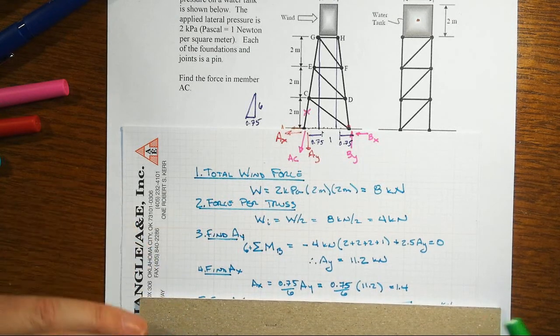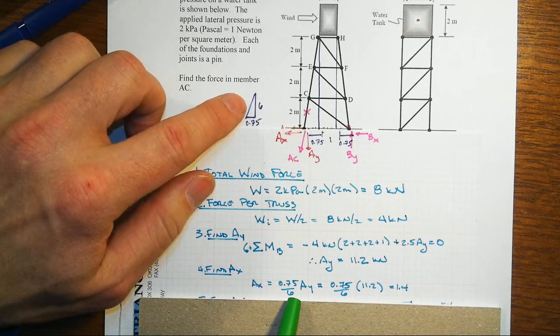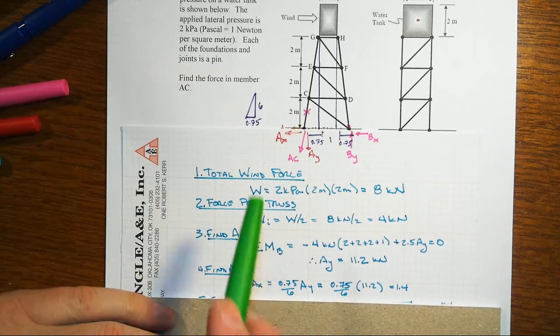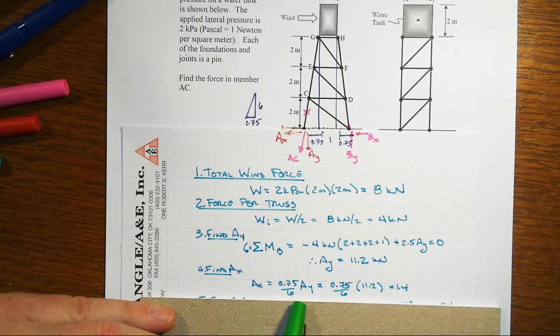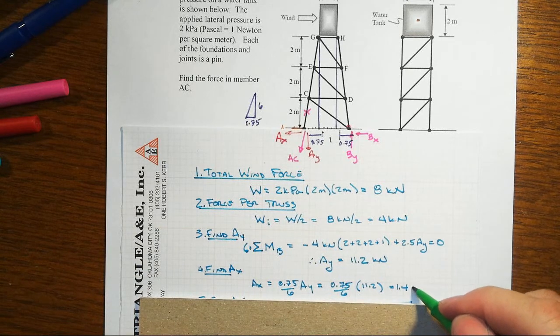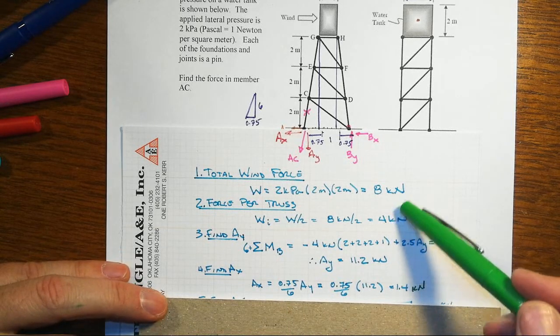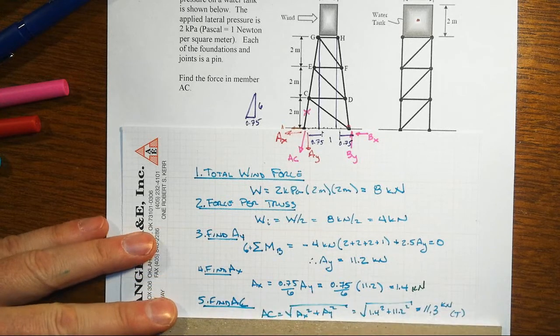And then we go find AX. We can just use the relationship in the triangle there. We could have gone directly if we wanted to find the hypotenuse, but I chose to simply find AX. It turns out to be 1.4 kilonewtons. That was where the mistake was in the first video. There was a 1.5 used there, and I also forgot to split the force between the two trusses.